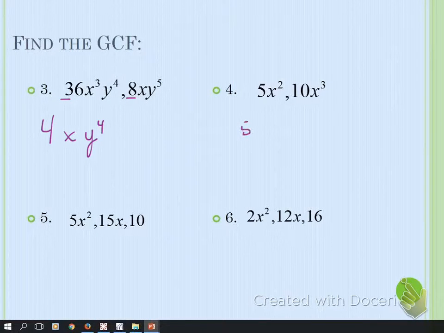Here, 5 will go into both coefficients, and they both have at least 2 x's in common. So 5x squared would be your greatest common factor. Here, 5 is your greatest common factor. No x, because there's no x on this 10. And here, 2 is your greatest common factor. No x, because there's no x on this 16. And so we're going to want to factor those out first, and then worry about our trinomial factoring.